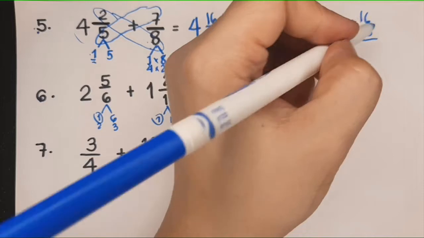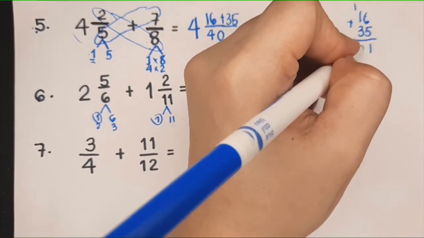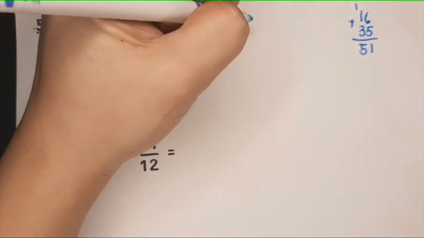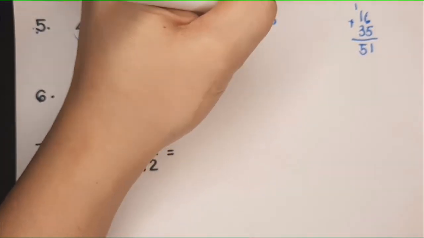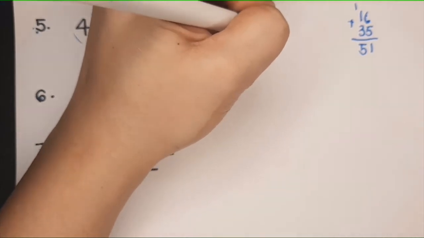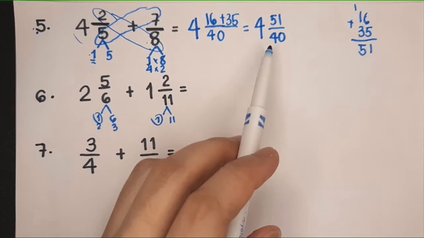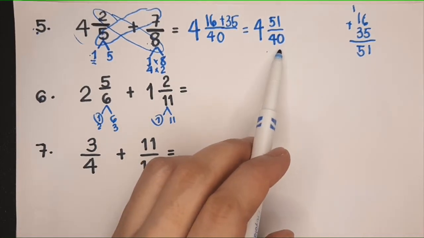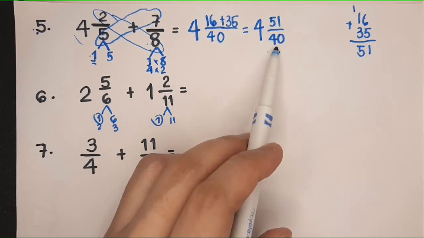What do you get? 6 plus 5, 11. Carry 1. You'll get 5. So, this becomes 4 and 51 over 40. Yeah? Okay, we're not yet done because this one is improper. Right? Okay, mas malaki ang numerator kesa denominator.